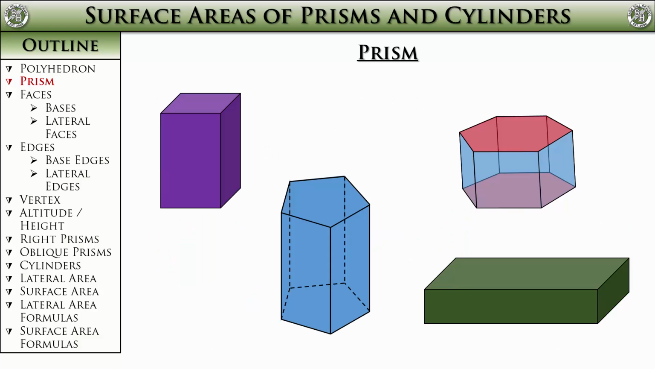On this page are a bunch of examples of different types of prisms. Notice all of them have two congruent and parallel sides, which are connected by straight sides. Now when I want to name these prisms, I need to look at those two congruent parallel sides. For the purple one on the left, the two congruent parallel sides are squares. Since those polygons are squares, I would say that the purple prism is a square prism.